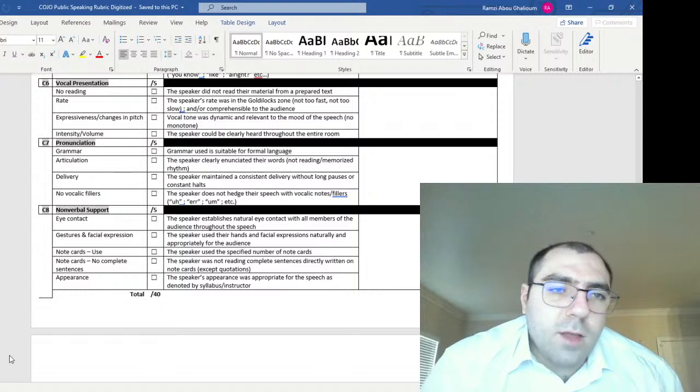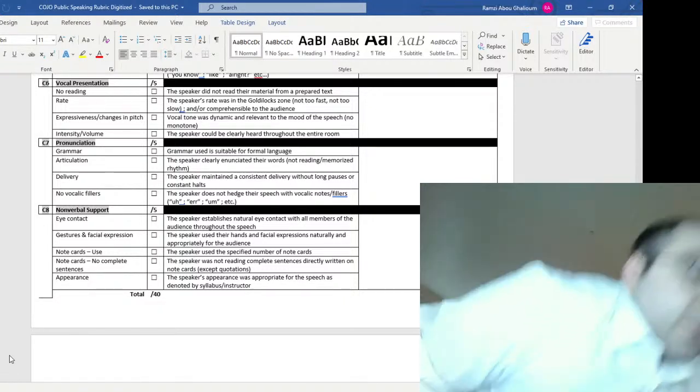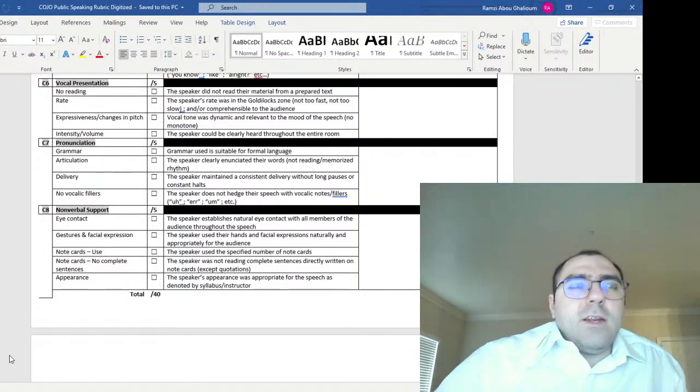All right, the final competency here is nonverbal support, eye contact. Unfortunately, eye contact is one of those things that we don't get a chance to work on in an online environment.